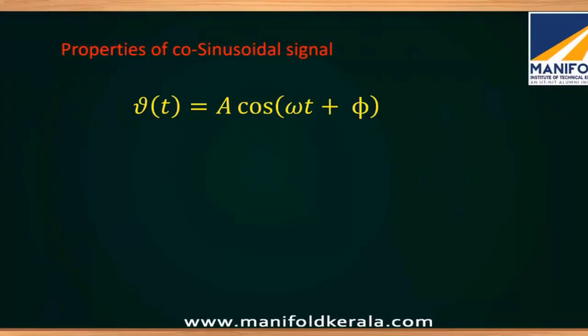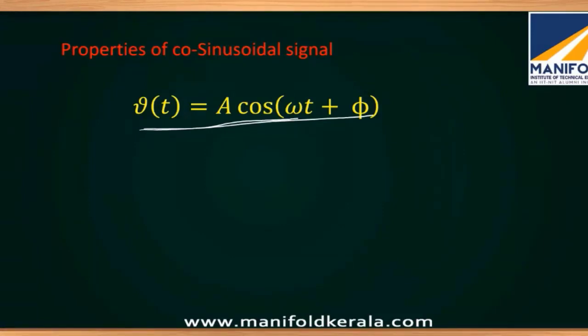We require some fundamental concepts. So the first topic which we are discussing here is the properties of the cosinusoidal signal. In this time varying voltage, which is a cos function, how many parameters are present?